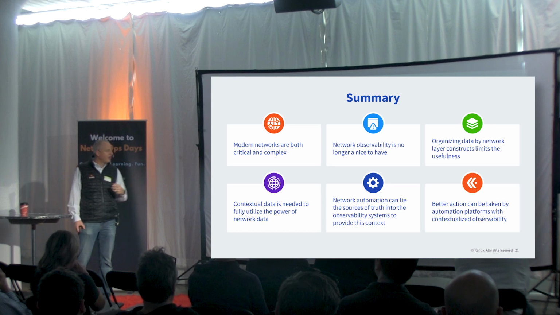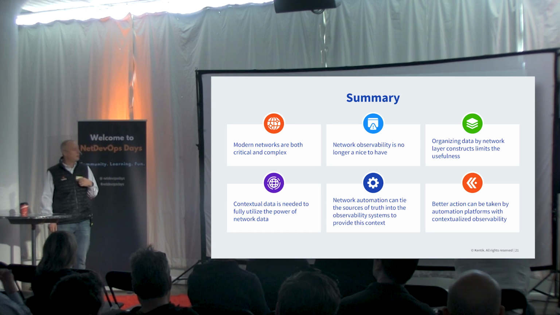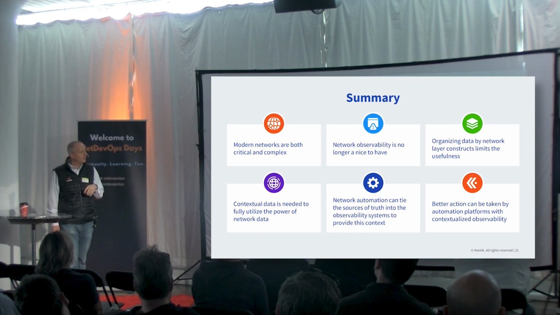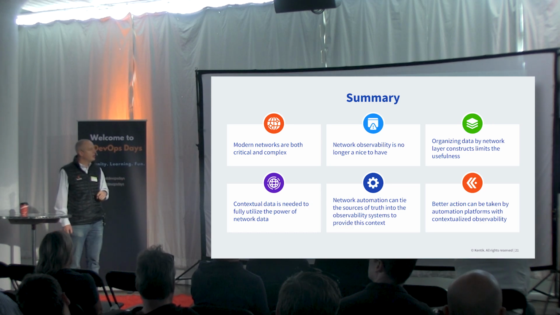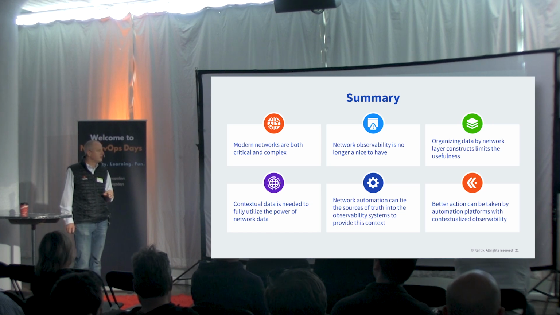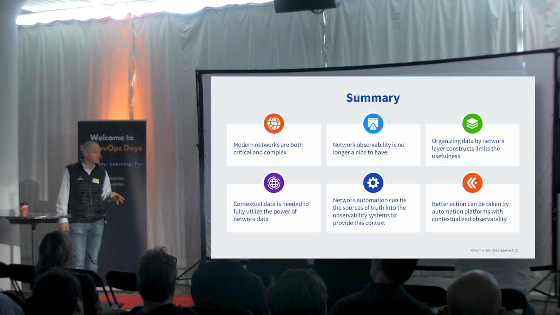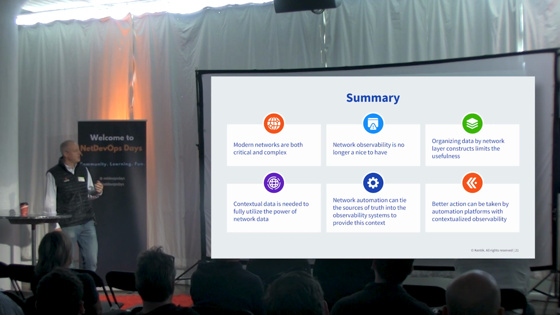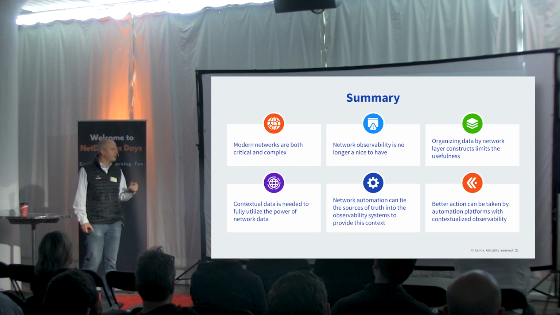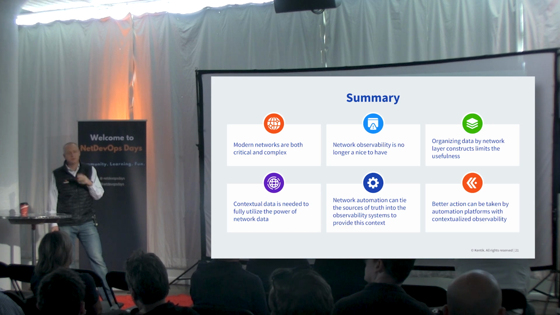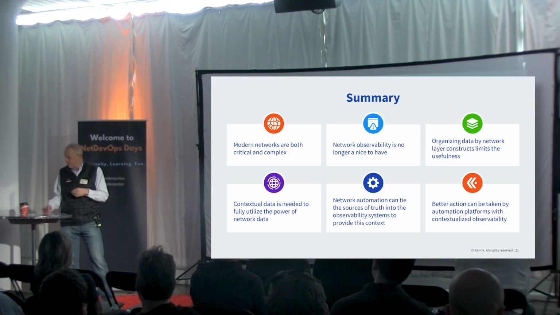Network automation can tie the sources of truth into the observability system to provide that context. They can pull it from these various sources of truth, put it in so that it can be enriched as the data comes in, and then better actions can be taken. We can do a much better job of automating, whether it's security changes or routing changes, these reactions to changes in the environment, if we have that context.